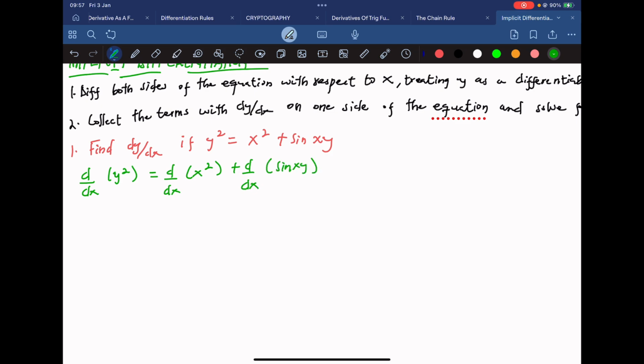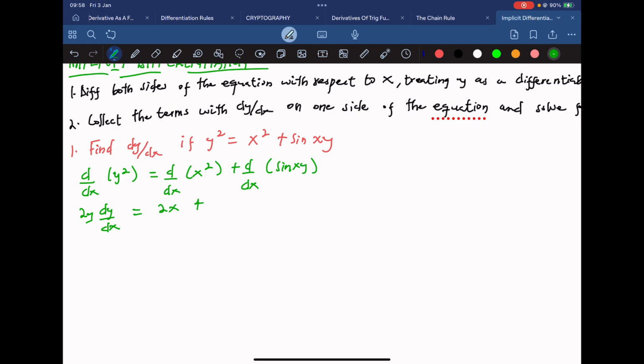Now, if we differentiate y squared, we have 2y. But in this case, we are not differentiating with respect to y, we are differentiating with respect to x. So you always have to add the dy/dx. This is equal to, now if we differentiate this, you have 2x. Now since we are differentiating with respect to x, there is no need to add the dy/dx, we just leave it as it is.